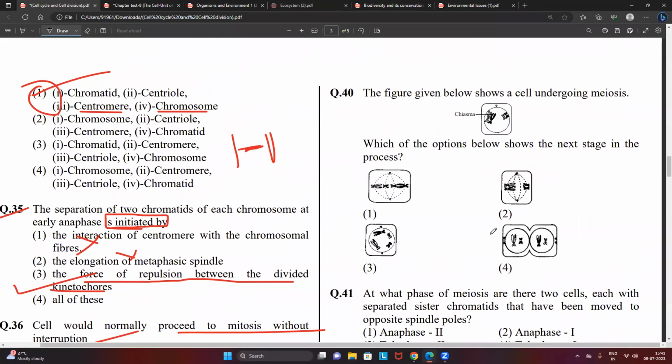Question number 40. First of all, tell me which stage it is. Forget about the rest; first, tell me which stage it is. See, friends, this is a very good question. They're asking about the next stage. First of all, you all tell me this figure is showing which stage. That is my question.